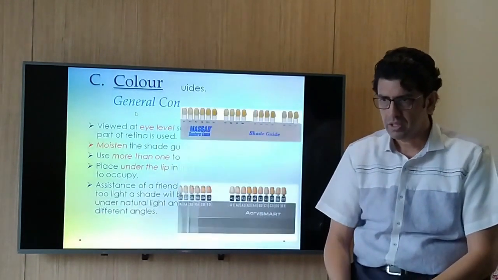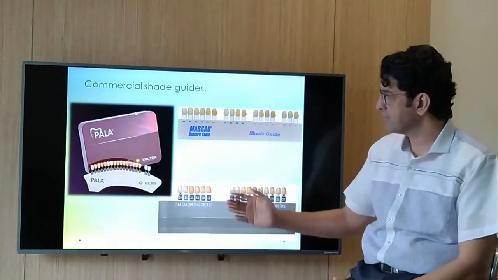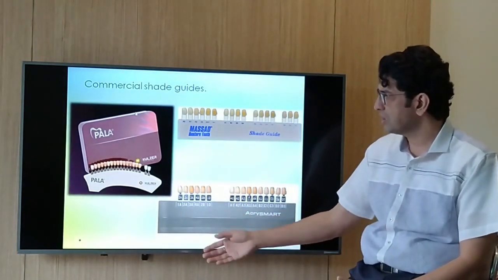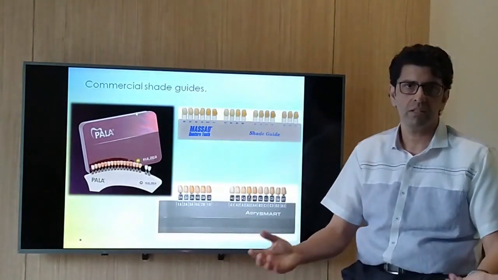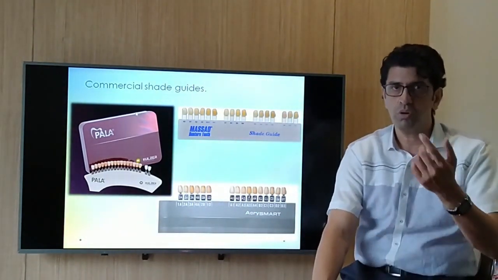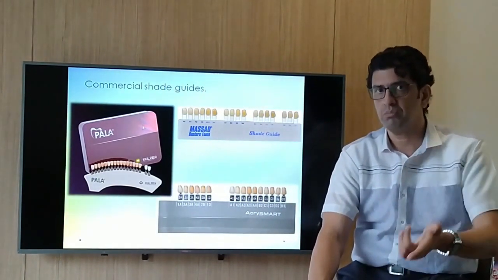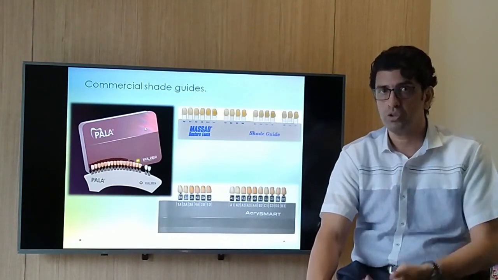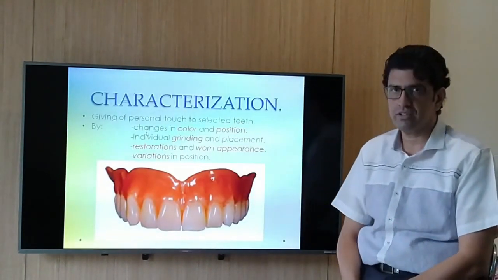All right. So these are the different commercially available shade guides. You have Masad, you have Ruthenium, you have Kulzer, all of them giving different shades, and we'll talk about how you can help the patient select the shades when we come to understanding the psychology of acceptance later on in the chapter. All right, this is characterization.